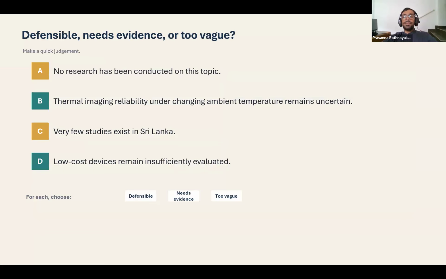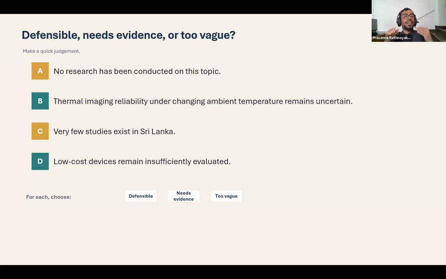Now, we are going to make a quick gap judgment. Look at statement A. It says, no research has been concluded on this topic. That is a very strong claim and usually difficult to defend, isn't it? It probably needs evidence and often it should be softened or made more specific.